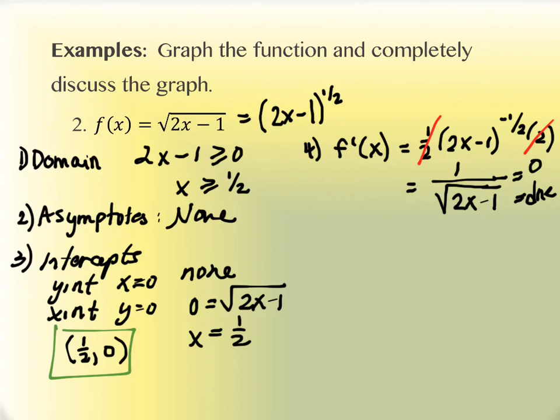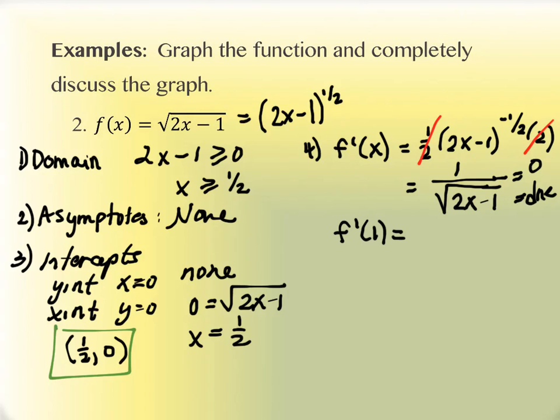You can pick an x value. Any x value bigger than 1/2, because our domain's only x values bigger than 1/2. What's a really nice value bigger than 1/2? 1. Not 7. 1. All right, so if we put the number 1 into that derivative right there, what happens? Well, you get a positive on top. What do you get on bottom? Positive.